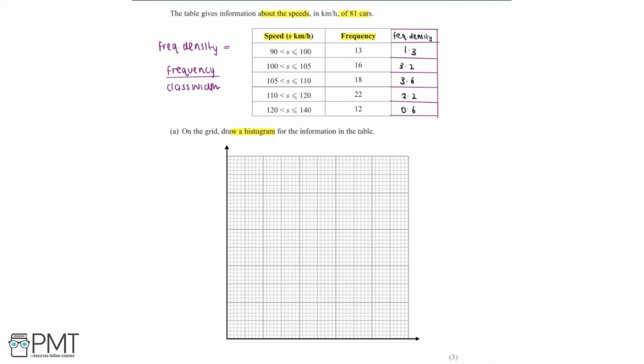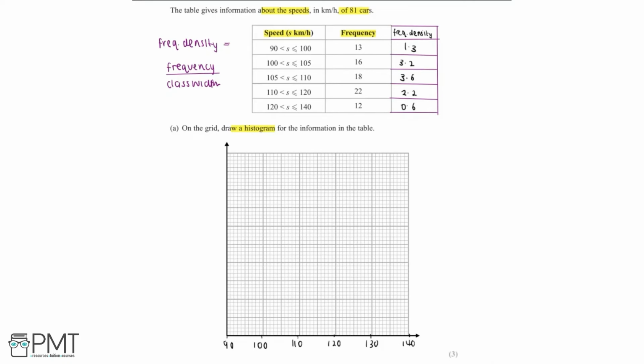Now we can begin to plot our histogram. And in our histogram, we'll have the speed on the x-axis and the frequency density on the y-axis. So let's begin to draw a suitable scale on our axes. We'll start with the speed. And on our x-axis, we'll start with 90 and we'll go up in intervals of 10. Always remember to label our axes, and so we'll label the x-axis as speed, and in brackets we'll write the units of kilometers per hour. Now let's draw a suitable scale on our y-axis, and so we'll label our y-axis as frequency density.